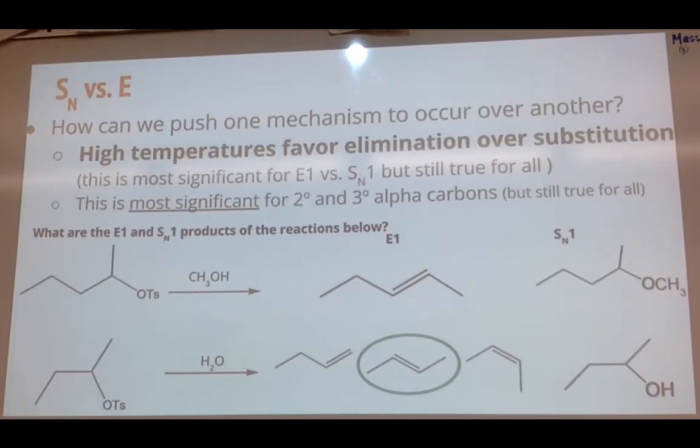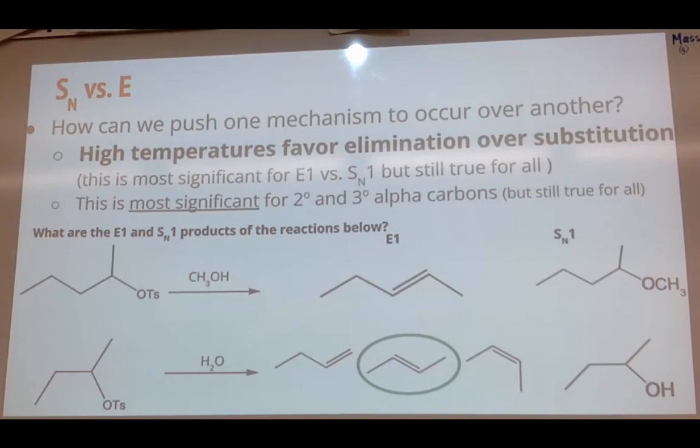This is going to be the most significant for E1 versus SN1 when you can have carbocations form, but it's still true for E2 and SN2 as well. We see this most significant for secondary and tertiary alpha carbons, but again, it's still true for everything. So high temperatures favor elimination over substitution.